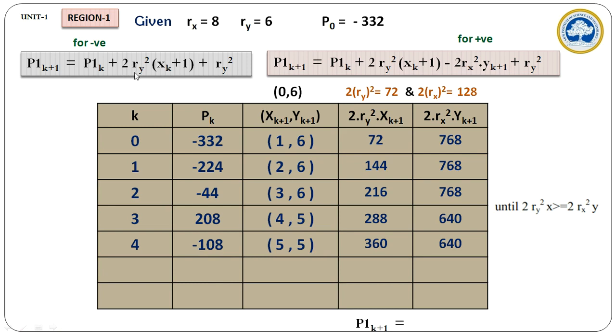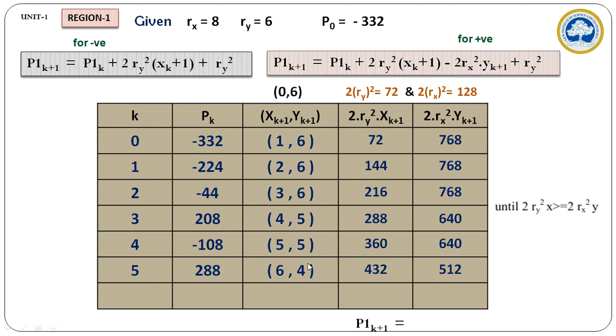So I use this formula, that is minus 108 plus this term, that is 360, plus ry square, that is 36. So I can get 288. So I write this value. This is positive value. So I increment the x coordinate, decrement the y coordinate, that is I can get 6, 4. Then I find this term, that is 72 into 6, I can get 432. Then 128 into 4, I can get 512.